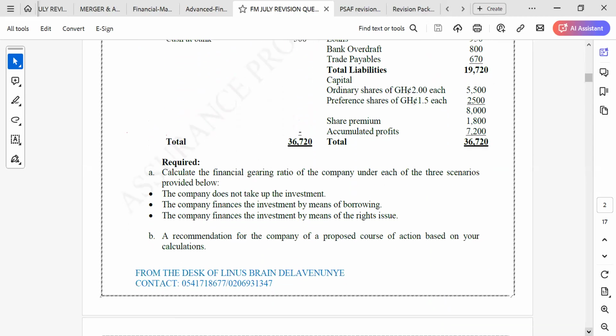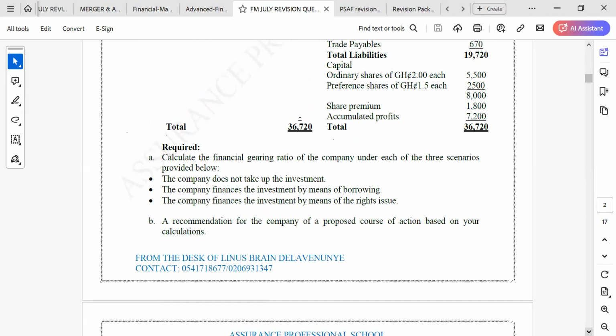Required. A, calculate the financial gearing ratio of the company under each of the three scenarios provided below. A, the company does not take up the investment. B, the company finances the investment by means of borrowing. C, the company finances the investment by means of a rights issue. And then the second requirement, recommend a proposed course of action for the company based on your calculations.